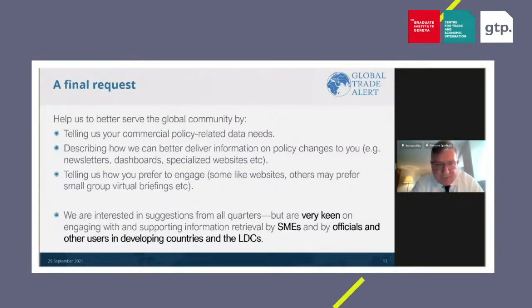We are particularly interested when engaging with small and medium-sized enterprises, who I think are at an informational disadvantage compared to big firms, and to officials and analysts in developing countries and the LDCs. So anyone from these groups as well, we're very keen to hear from. We're keen to learn from everyone, but we really do want to engage with the SMEs and the developing countries and LDC colleagues to help level the informational playing field.